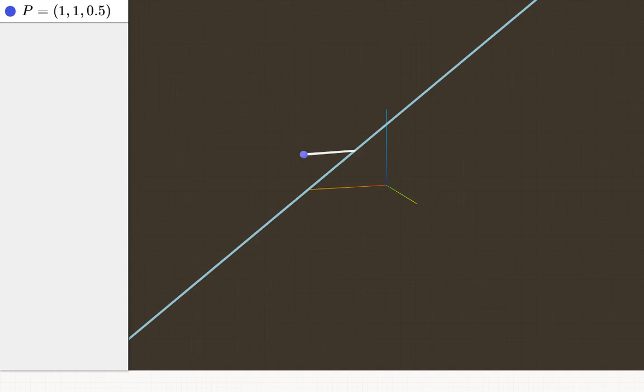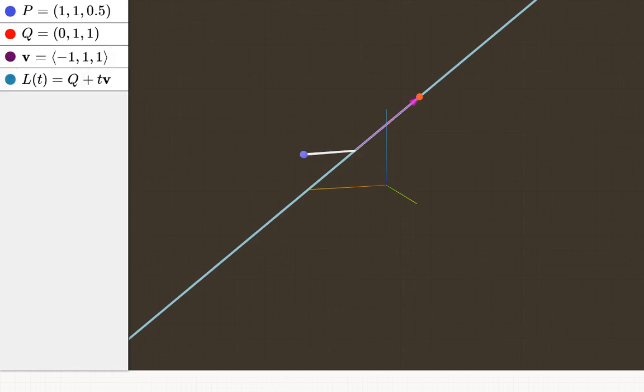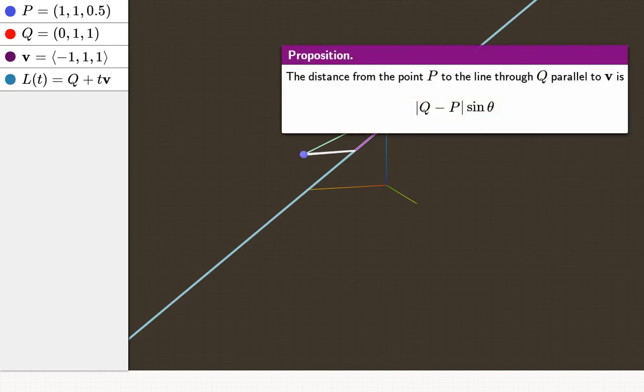Now suppose the line comes to us described via a point Q on the line and a vector V parallel to the line. Then we want to calculate the distance in terms of the components of these points and the vector V. So consider the vector from P to Q. Then we can see that the distance we're after is the length of Q minus P times sine of the angle theta between them. And we can relate that to something we know how to calculate. This is the magnitude of the cross product, Q minus P cross V, divided by the length of V.